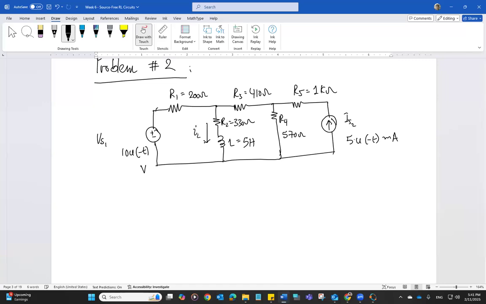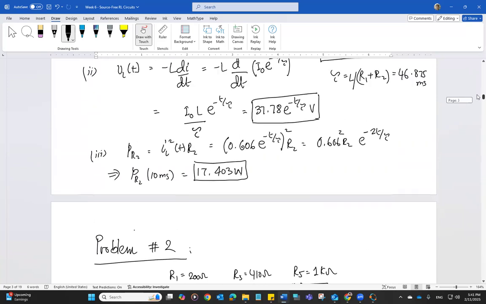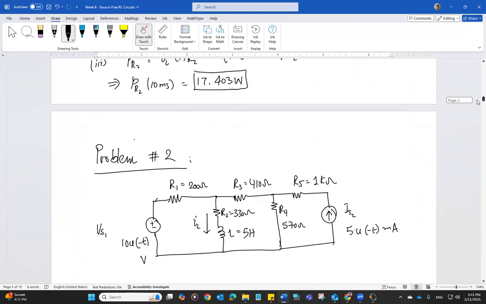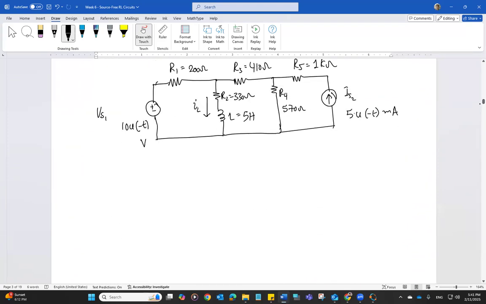Current IL. And of course, you can see both sources are unit step functions. They will be operating before time t is equal to 0, and they will not be operating, they will be out of the circuit at time t is equal to 0.